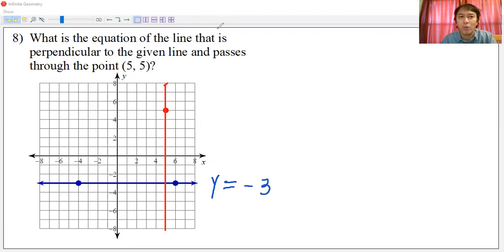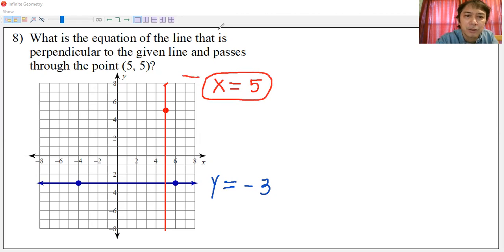Now, we're asked to write the equation of the vertical line. To get that, it will have to be x. For vertical, it will be x. So that will be x equal to the number for all x values there, and that will be, of course, 5. That's the required equation for this line. So x equals 5. This is the answer.